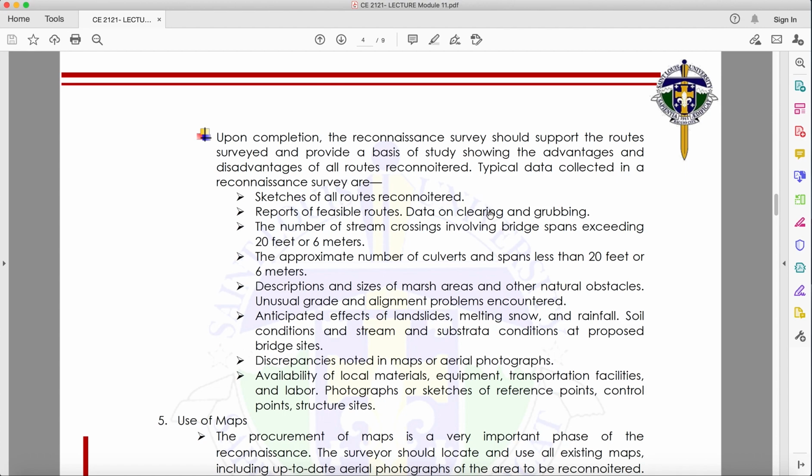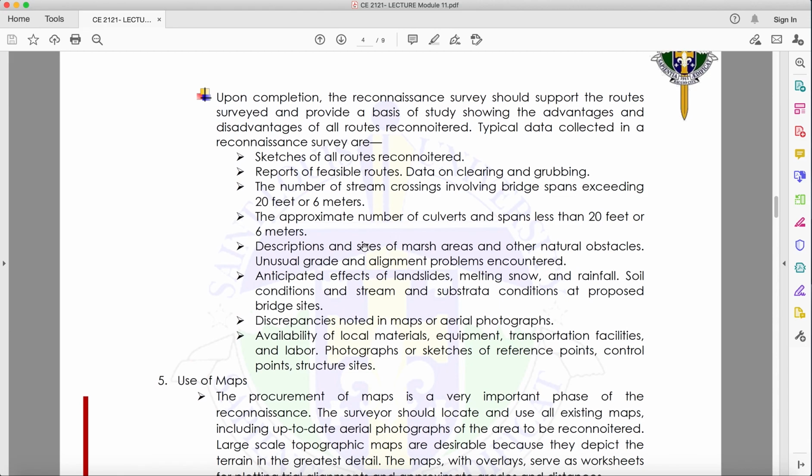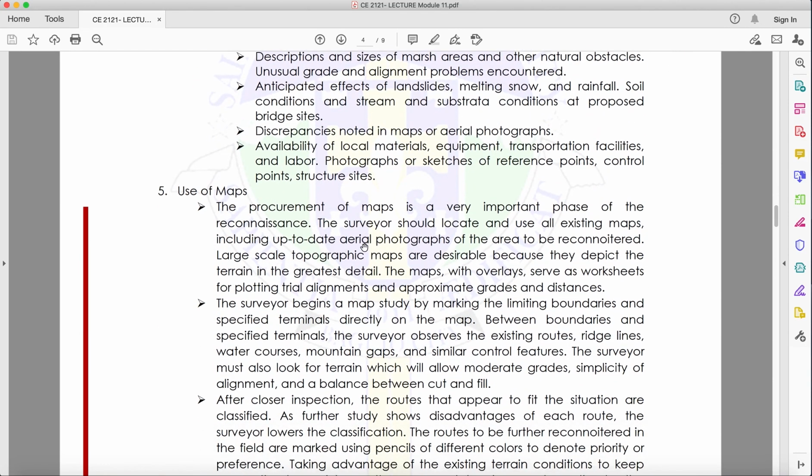So all in all, everything that needs to be considered in the engineering of the road should be included here, so that the best decision can be made in terms of economy and in terms of engineering. Okay? So lahat ng mga pwedeng dapat i-consider when constructing a road or railroad should be here, para yung decision maging maganda in terms of pagpili kung saan ilalagay yung kalsada. Okay? So, yeah. And use of maps.